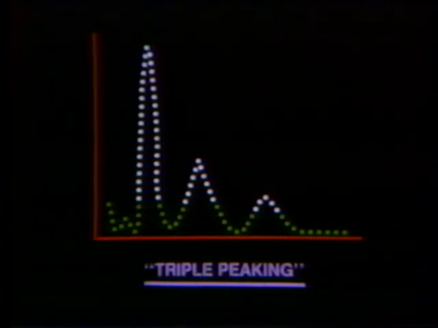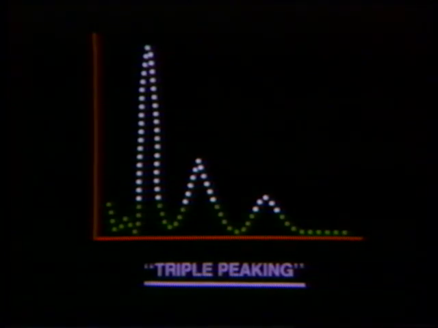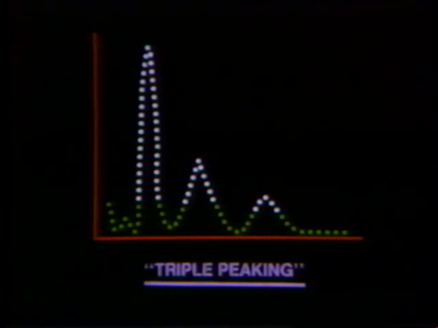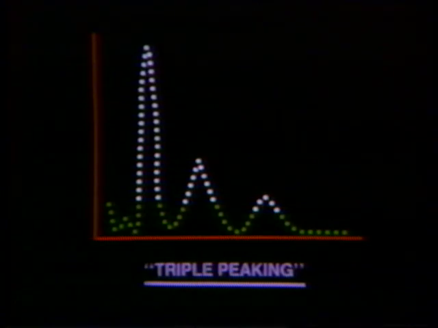Triple peaking. Up to this point, we've been discussing technetium-99m as our source of photons. When an atom of technetium-99m decays, it always emits a photon with an energy of 140 keV. This is not the case, however, with certain other radionuclides used for nuclear imaging.